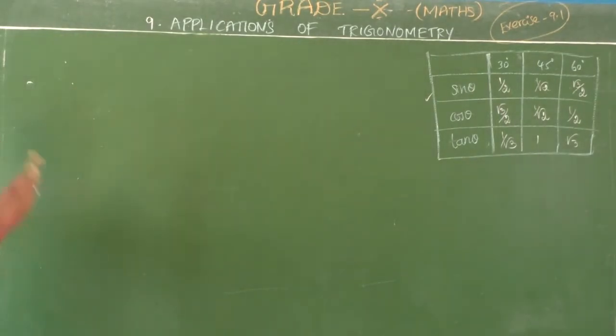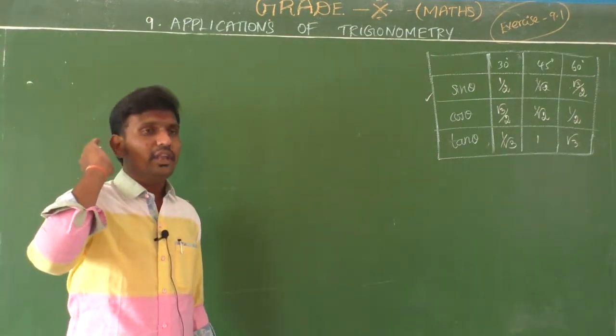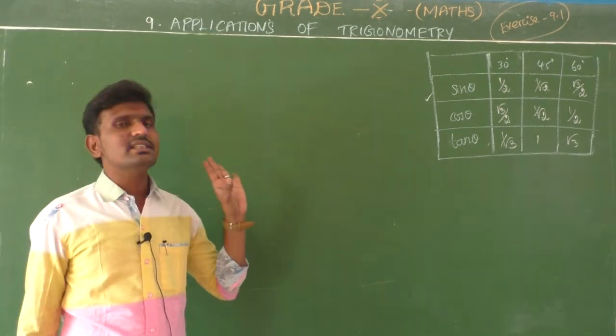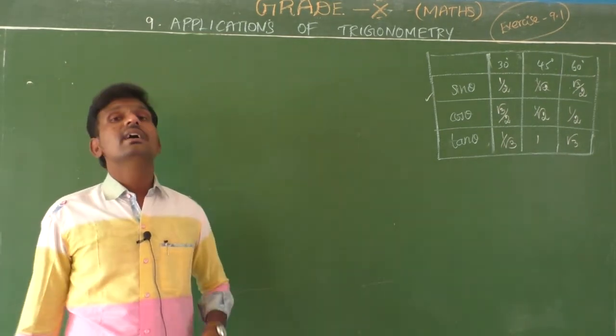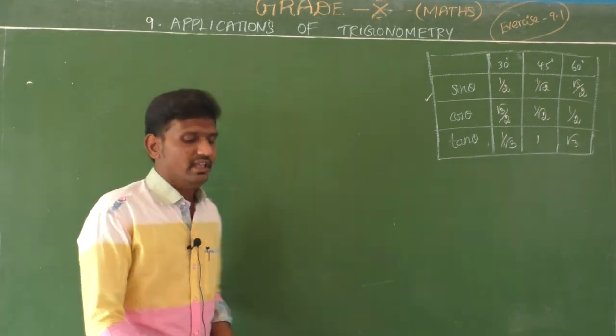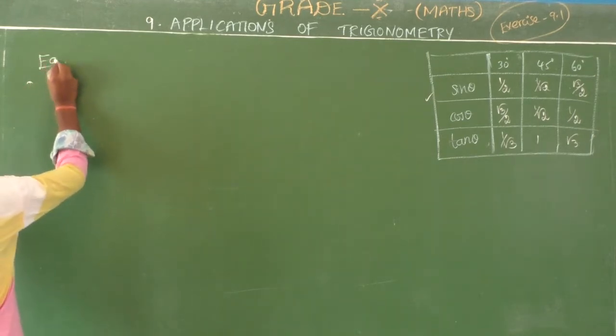Yes students, you need to prepare all the trigonometric ratios, but the main thing is these 9 values in the trigonometric table. Okay, now I am going to give you the first question, example 1.